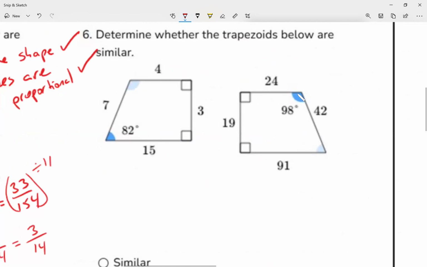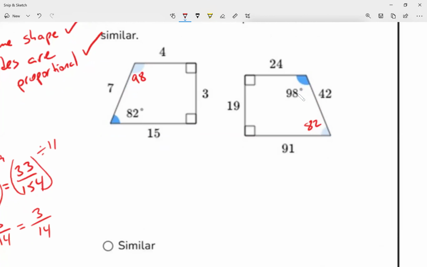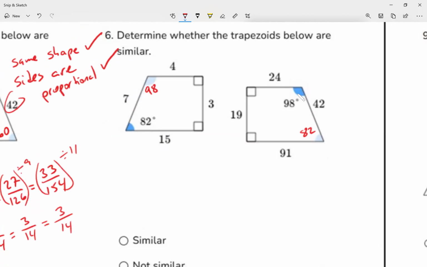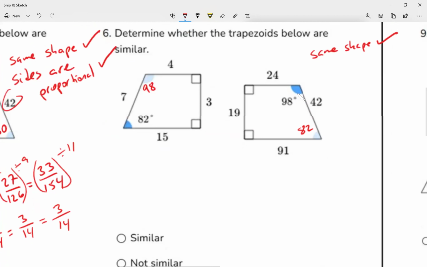When it comes to angles, I'm going to say this is 98 because these two have to add up to 180. And this is 82 because these two have to add up to 180. Same shape, right? Same shape. Click. That makes sense. The angles are equal.